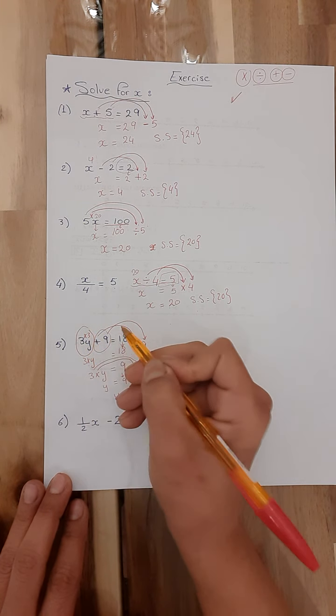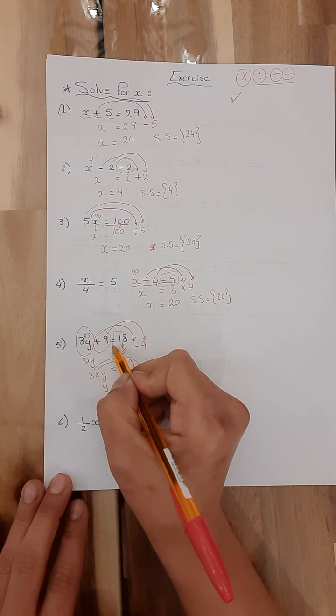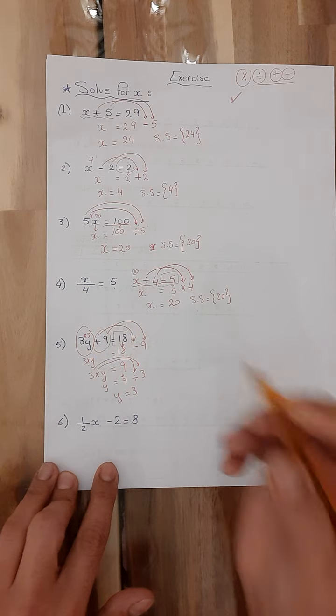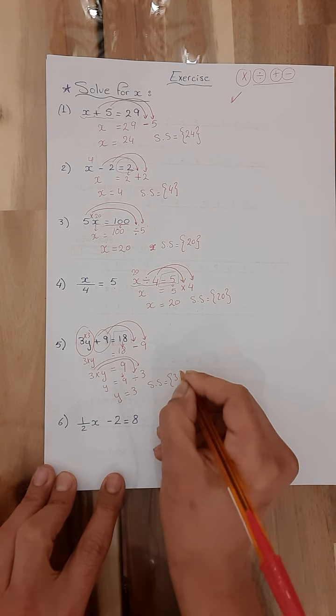3 times 3 equals 9, plus 9. If the calculator gives you 18, then 3 is equal to y, and we are right. So now the solution set is equal to 3.